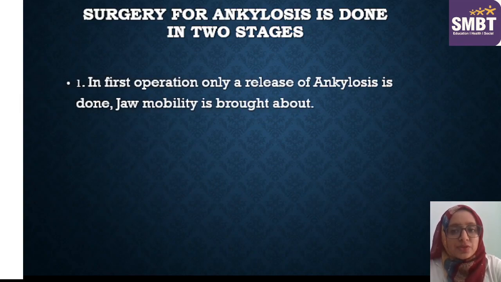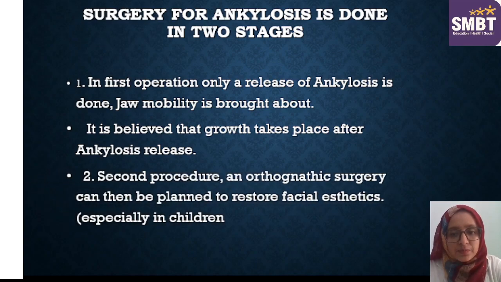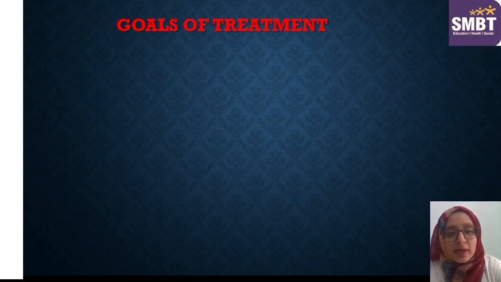In the first operation, only a release of the ankylotic mass is done and jaw mobility is brought about. Then it is believed that growth takes place after release of the ankylotic mass. In the second procedure, an orthognathic surgery can then be planned to restore facial aesthetics, especially in children. So these are the main modalities of how we do it. But now what is our goal to achieve through these surgeries?